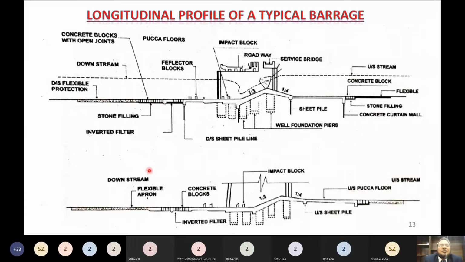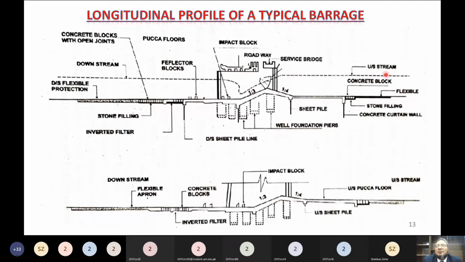Now we want to discuss the longitudinal section of a barrage. Okay, this is the main barrage portion. Number 1. What was the number 1 component? Main barrage portion. So this is the main barrage portion. Which one is the upstream side and which is the downstream side? This right one is the upstream side.